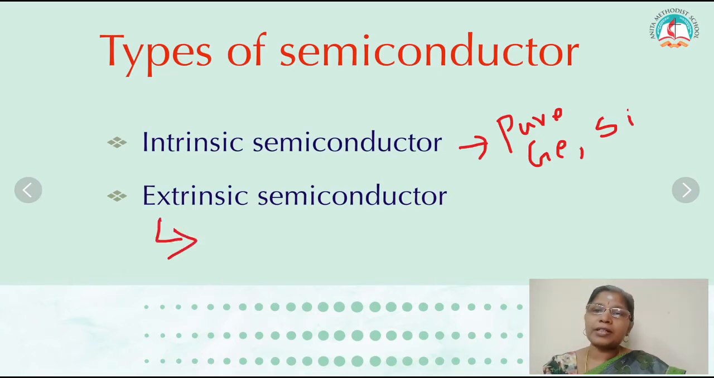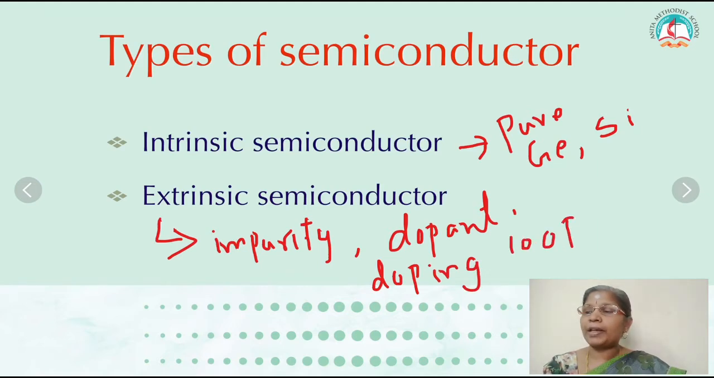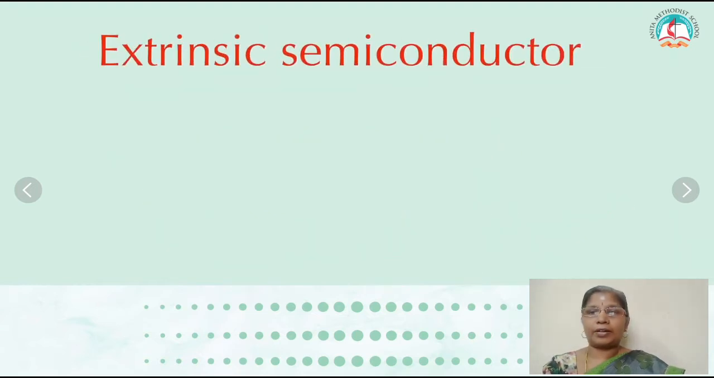What is meant by extrinsic semiconductor? You are adding impurity to the intrinsic semiconductor. The impurity that you are adding is called what? Dopant. The process of adding impurity to the intrinsic semiconductor is called doping. How much will you add? Only 100 ppm, parts per million, is allowed to be added. This is called extrinsic semiconductor.